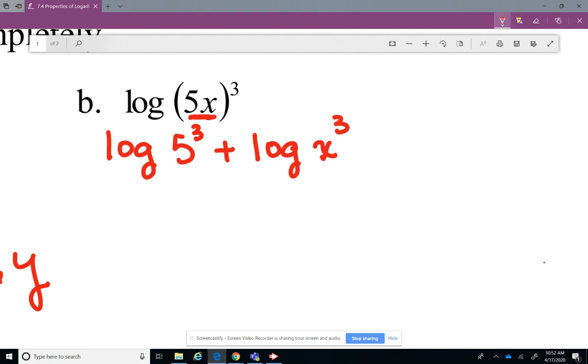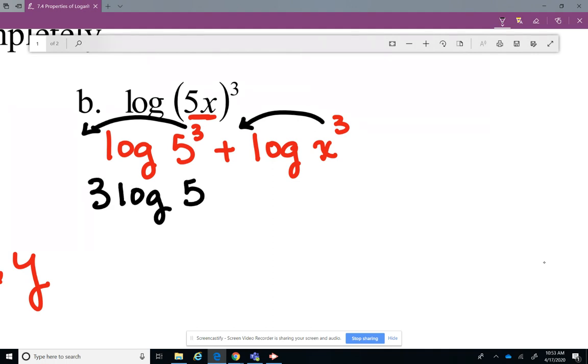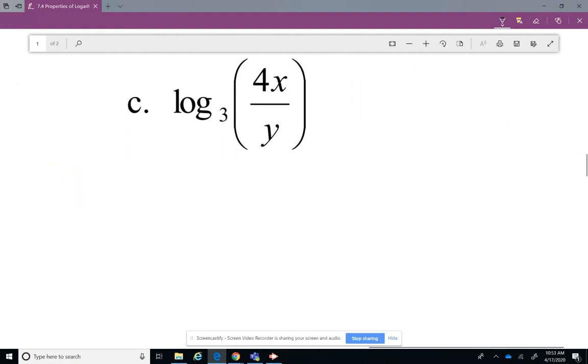The reason why I tend to address the 3 first is because a lot of the time students forget to put the 3 as the power for both of them. So that's why I tend to address it first, because that usually takes care of that mistake. Now we're going to have to take that 3 and put it in front. So 3 log base 10 of 5 plus 3 log base 10 of x. So you see you get the same answer either way. All right, let's do C, and then we're going to go to the back.